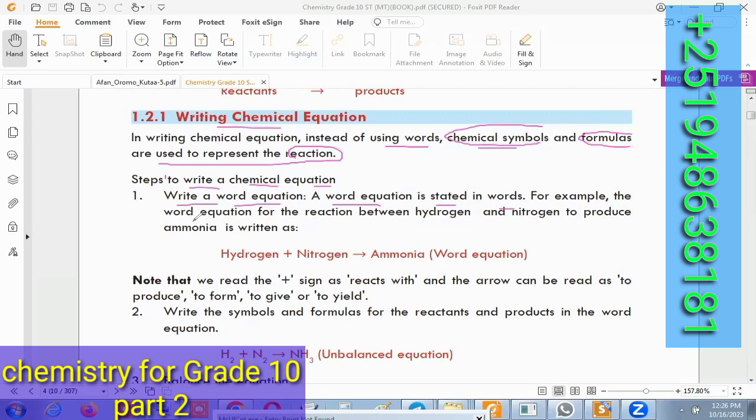For example, the word equation for the reaction between hydrogen and nitrogen to produce ammonia is written as follows.